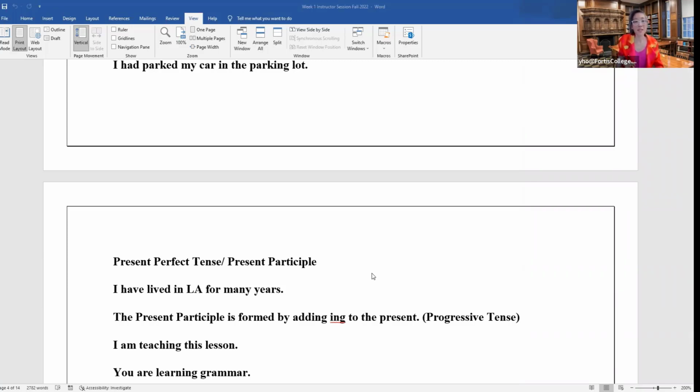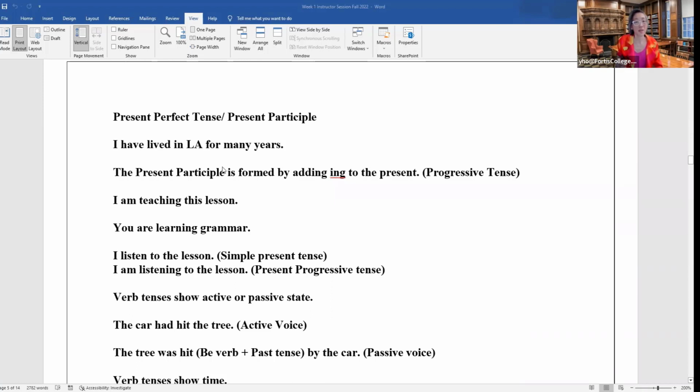And then you have many different kinds of tenses. You've got the present perfect tense: I have lived in LA for many years. The present perfect tense starts a little bit in the past and continues into the present. The present participle, in other words the progressive tense, means something that you're doing right now. Right now, I'm teaching the lesson. Right now, you are learning grammar.